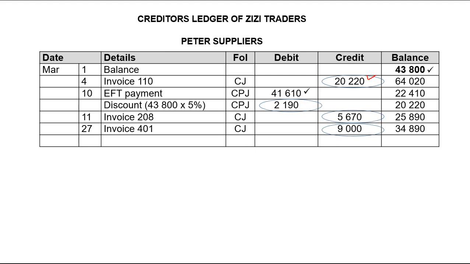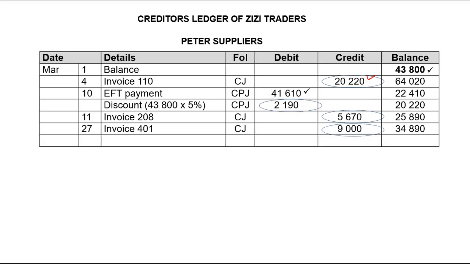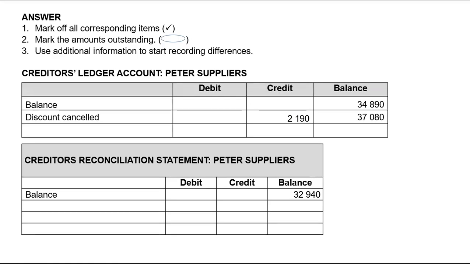And they recorded it as 22,200, if I'm not mistaken. So you guys are wrong. So we need to correct that by crediting that by the difference. So you're going to take 22,200 minus 20,220, and we will credit their account basically. Actually, we will credit our account in the creditors reconciliation because they are the ones that made a mistake.